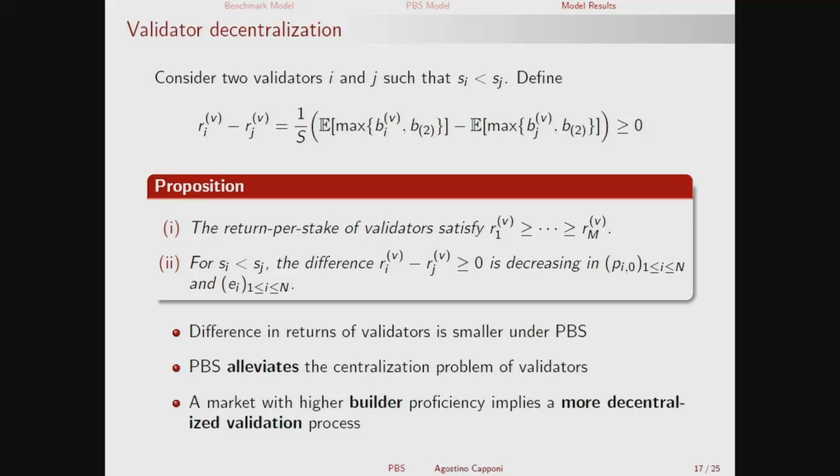Either it has a larger probability of accessing order flow or is more skilled in extracting order flow, which basically means that a stronger builder market, a builder market where builders are more proficient, is somewhat reducing the gap between the return per unit of validators. So it's basically leading to a more decentralized validation system. So more competition, if we have a stronger builder market, it's good for validation. We achieve a more decentralized outcome.